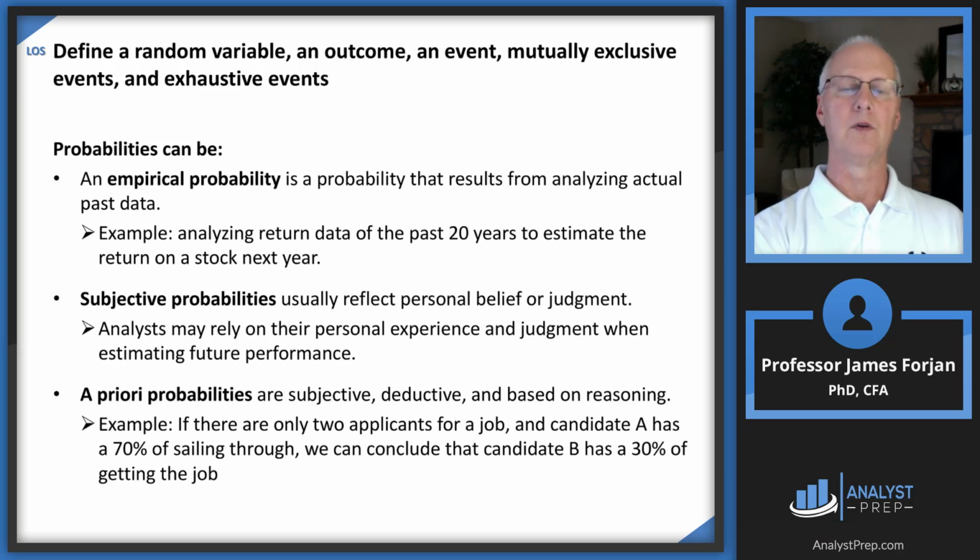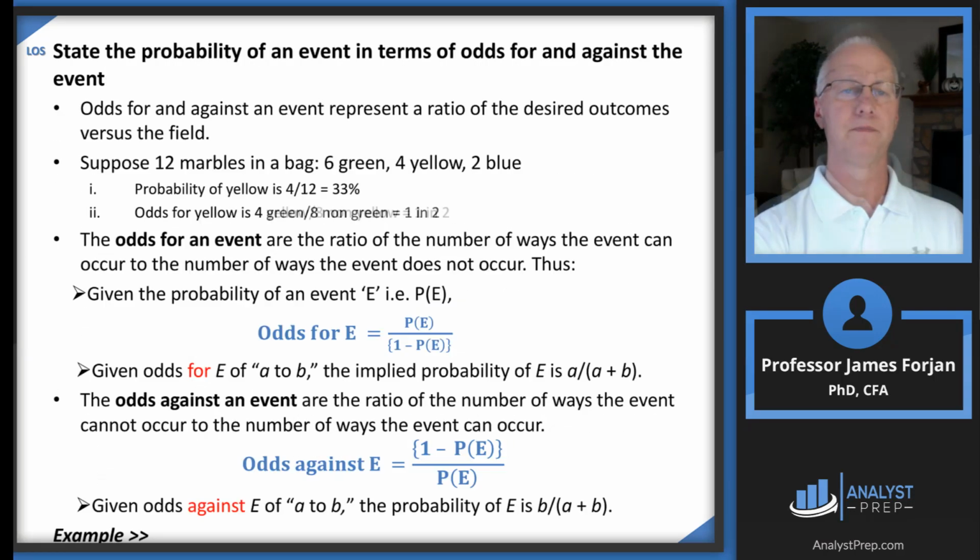And we can look at subjective probabilities. I could say to you, hey, I think LeBron James is going to average 31 points a game. That's just maybe my personal belief or my personal judgment. And then an a priori probability might be something like, if we've got two applicants for a job and one has let's say a 60 or a 70% chance of getting that job offer, then the other candidate has either a 30 or a 40% chance.